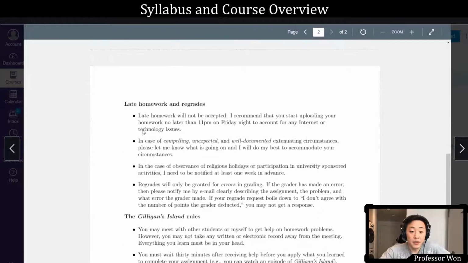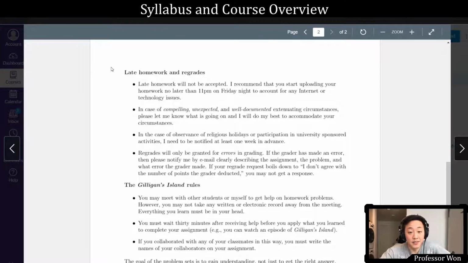Okay, important: late homework and regrades. As I said before, I will not accept late homework. That is my policy, and I'm going to stick to it, because if I say that I'm going to do it and then I make an exception, it's not fair to other students, who might not submit because they think, oh, he said there's no late homework accepted. So don't ask me if I'll accept late homework.